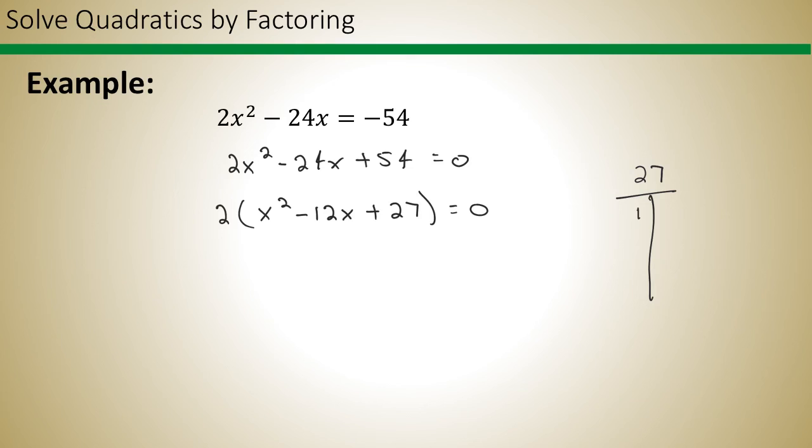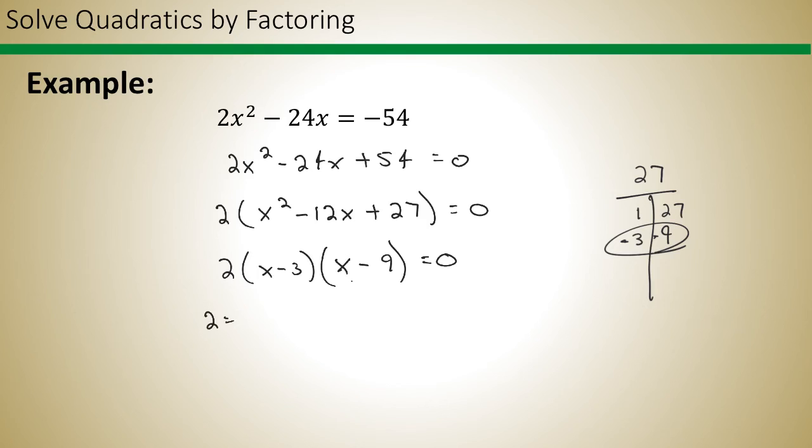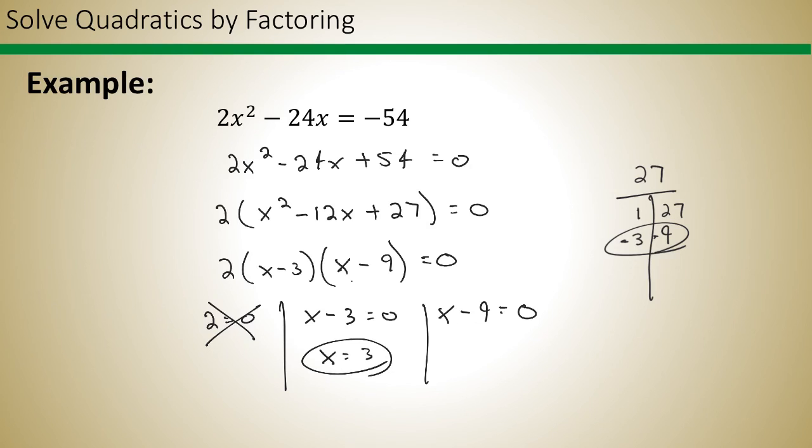and we are going to find factors of 27 that add to make negative 12. So I've got 1 and 27, 3 and 9, okay? And I can make negative 12 with these. So my factors will be 2 times x minus 3 and x minus 9 equal to 0. So we're going to take that 2, set it equal to 0, x minus 3 equal to 0, and x minus 9 equal to 0. Remember, this gives us nothing, but here we have x is 3 is one of our solutions, x is equal to 9 is the other solution.